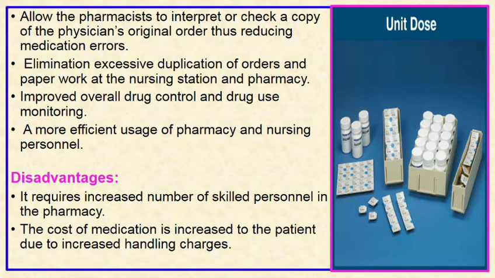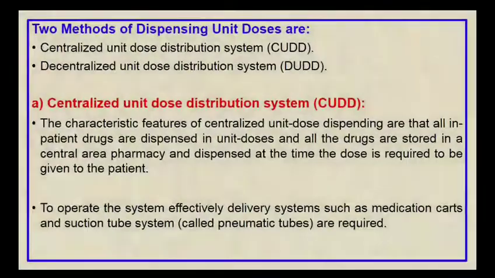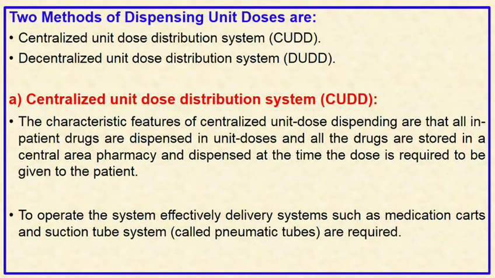Now the disadvantages are: it requires an increased number of skilled personnel in the pharmacy, and the cost of medication is increased to the patient due to increased handling charges. There are two methods of unit dose dispensing system. First is the centralized unit dose distribution system, and second is the decentralized unit dose distribution system.